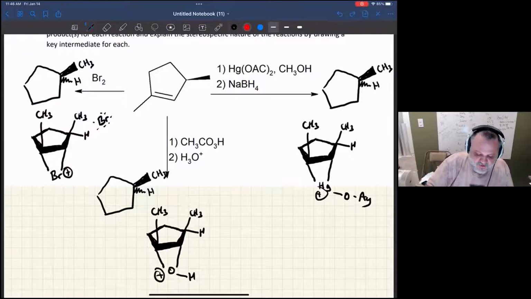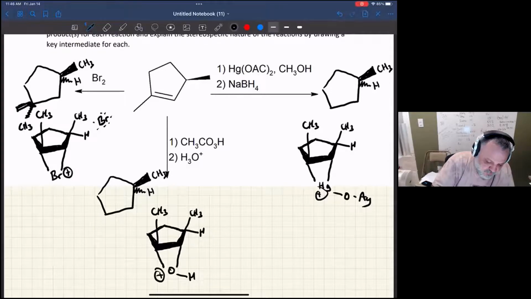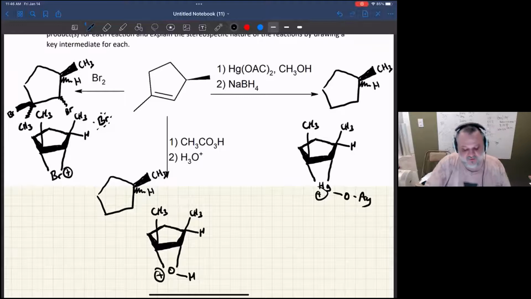And so what are we going to end up with here? We're going to end up with CH3 going down and the bromine coming up, but that means that this bromine had to go in the opposite direction. And that's what we mean by stereospecific. This is an anti-addition. You can never get the two bromines to add in the same direction.